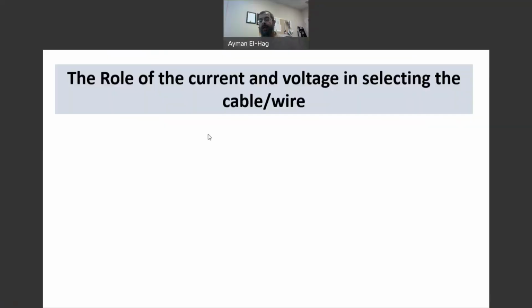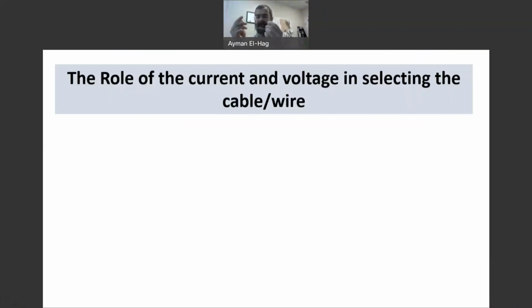The question I'd like to answer here, and I try to make it as simple as possible: how the voltage and the current can be used as a criteria to select my cable. So this is our wire. This is a simple wire.